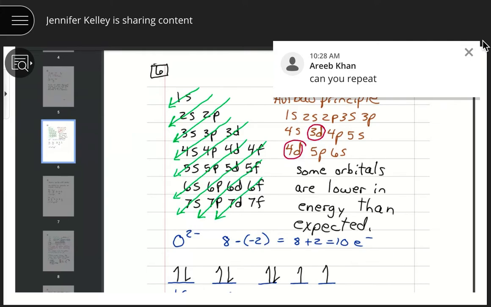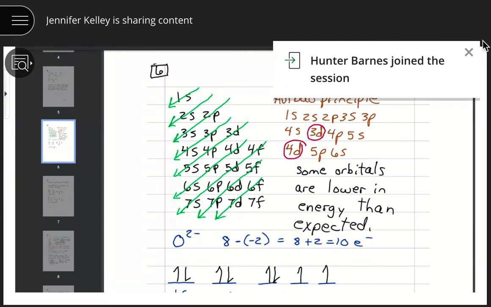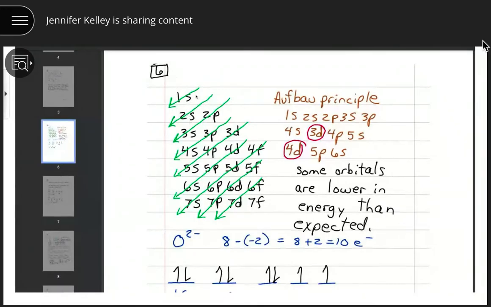Can I repeat? Sure. And then what orbitals will we stop at? You probably won't get past a 7, so I wouldn't bother with anything past a 7. So I just make the chart till it goes down to row 7. All right.